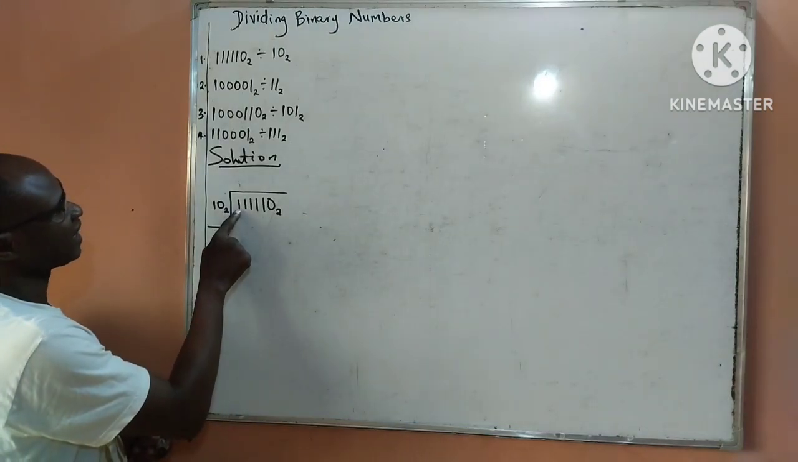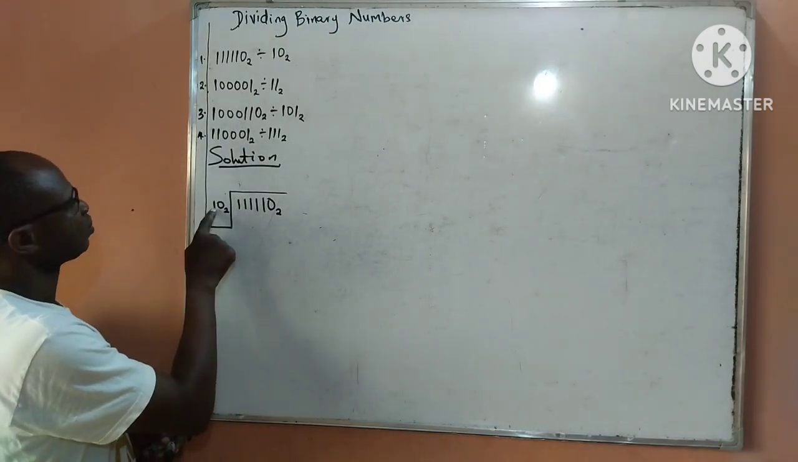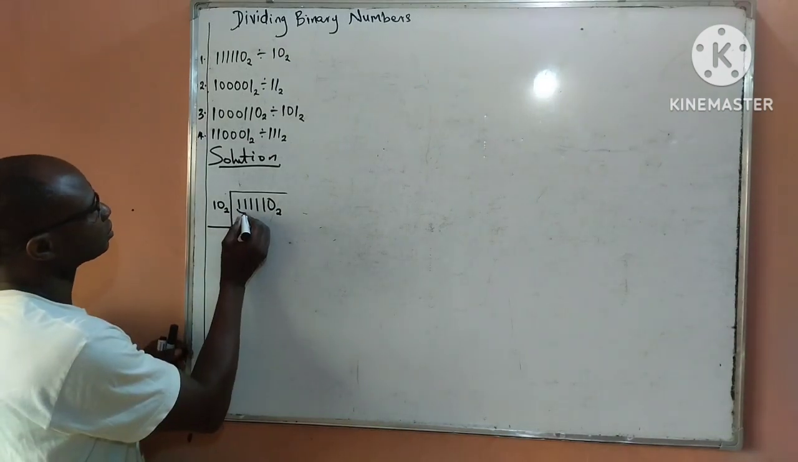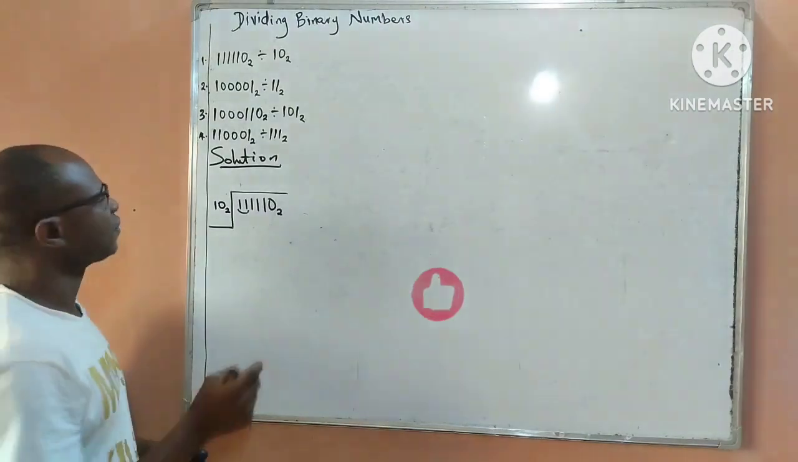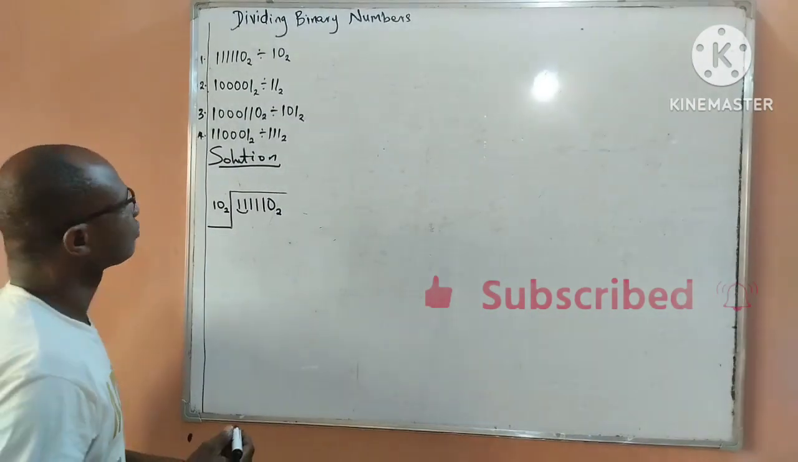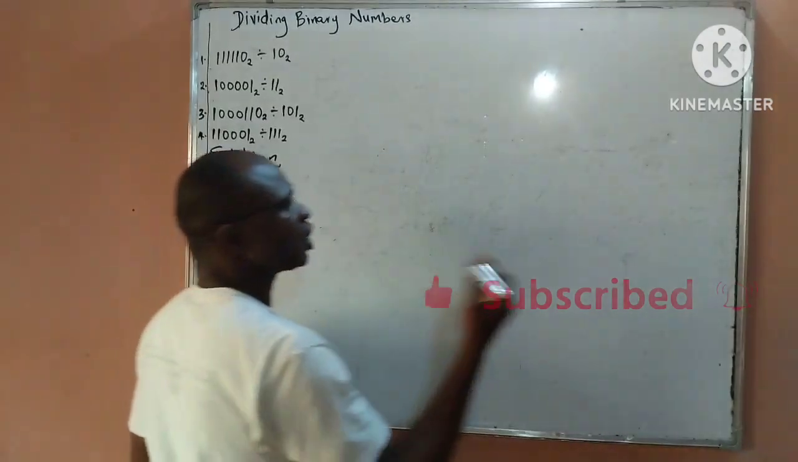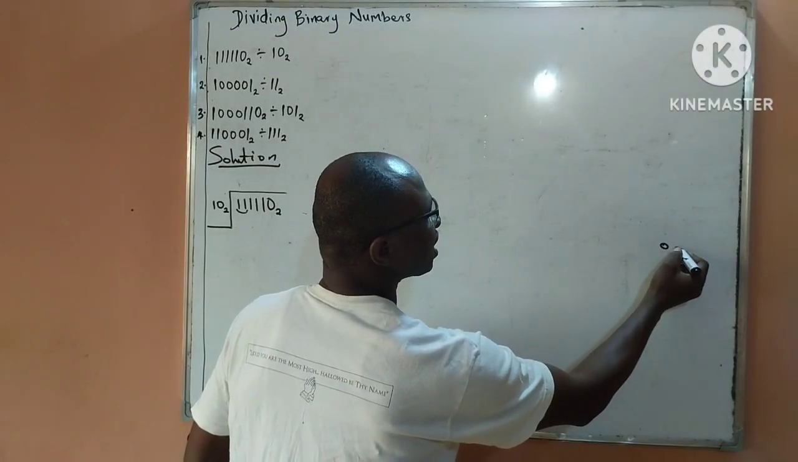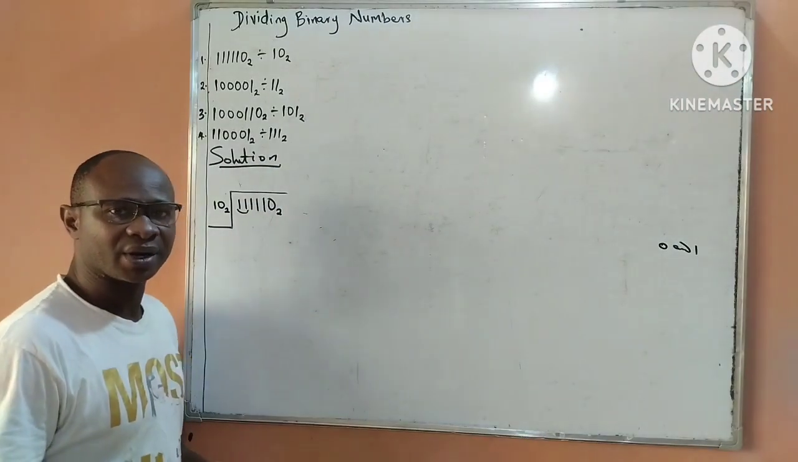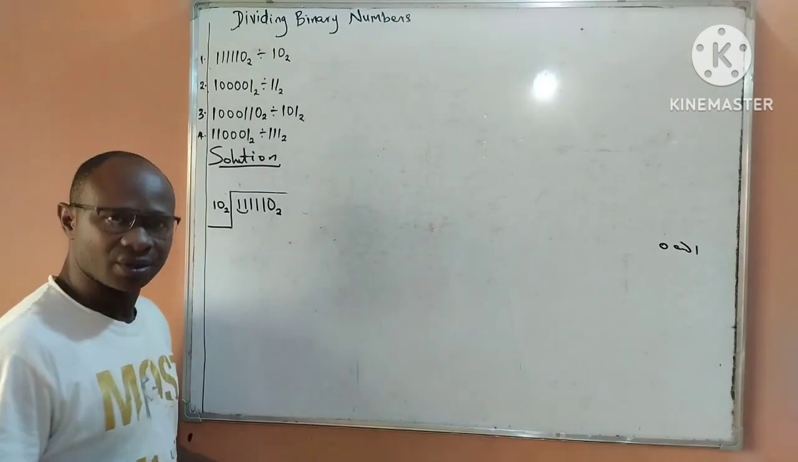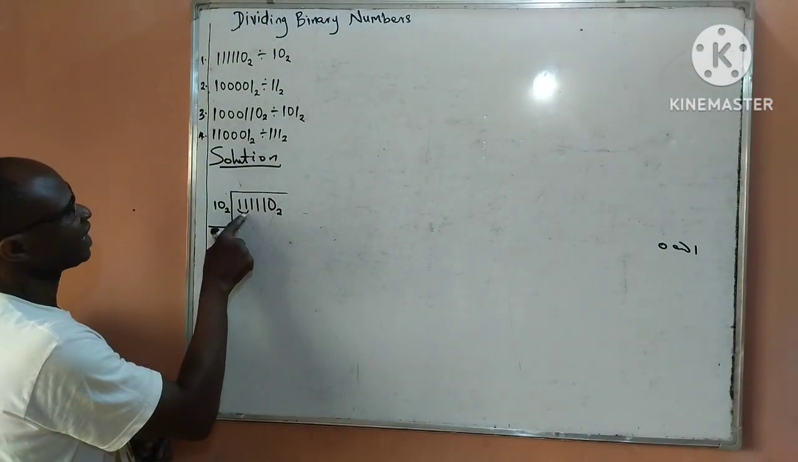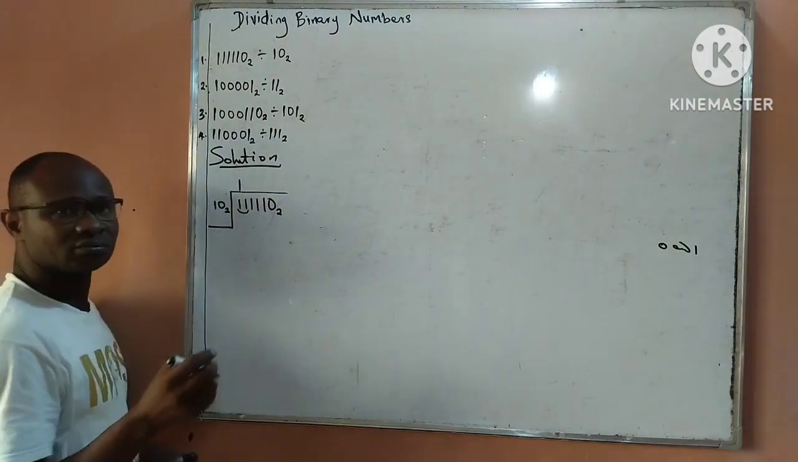10 cannot divide 1, but 10 can divide 11, so I start with the 11 together. In binary, we can only get zeros and ones. We cannot get 2, we cannot get 3, so we can only get 0 or 1. Therefore, 10 divide 11 will give us 1.